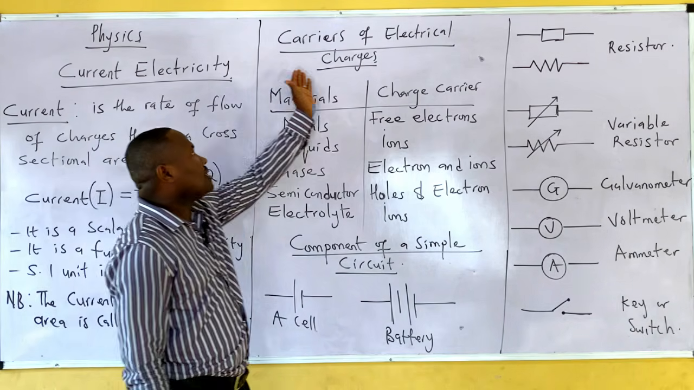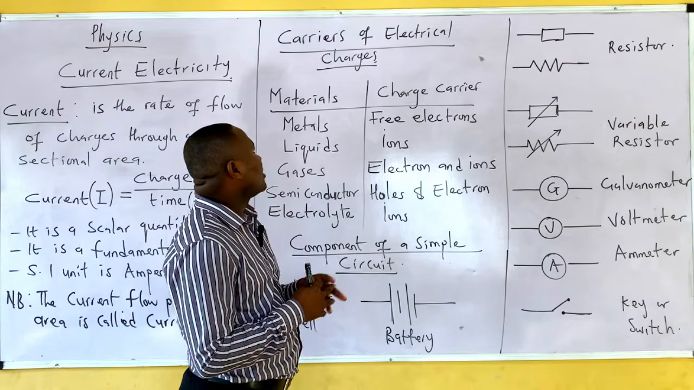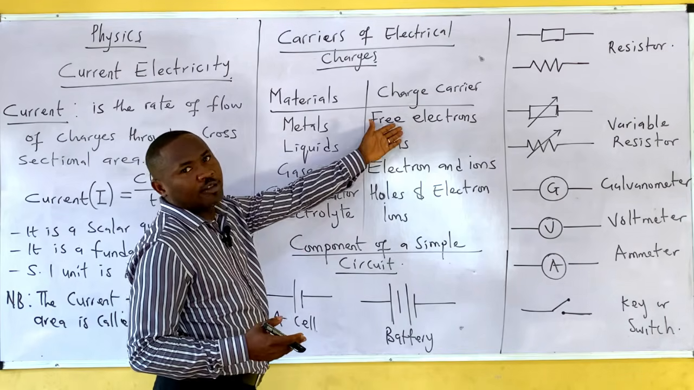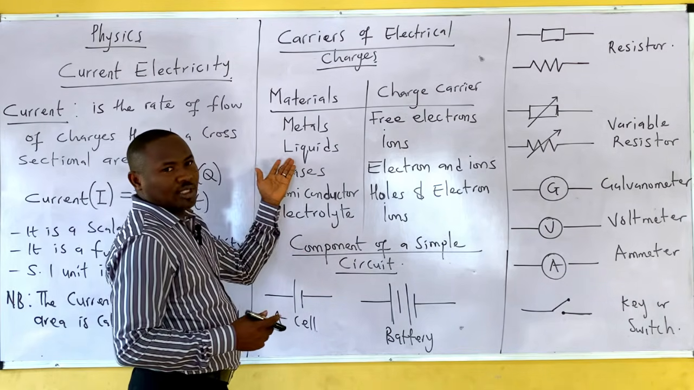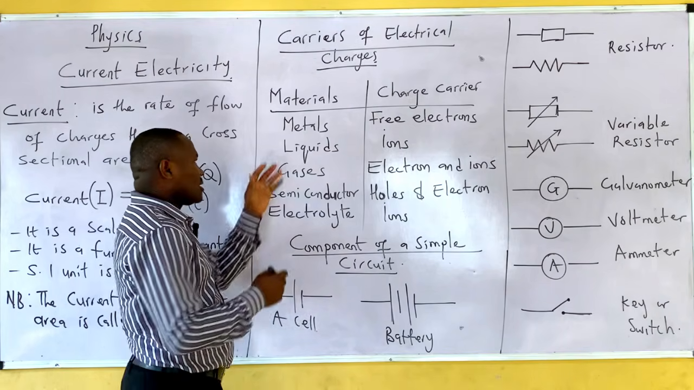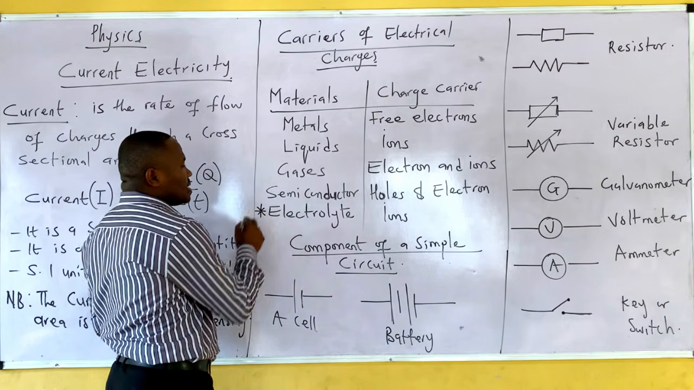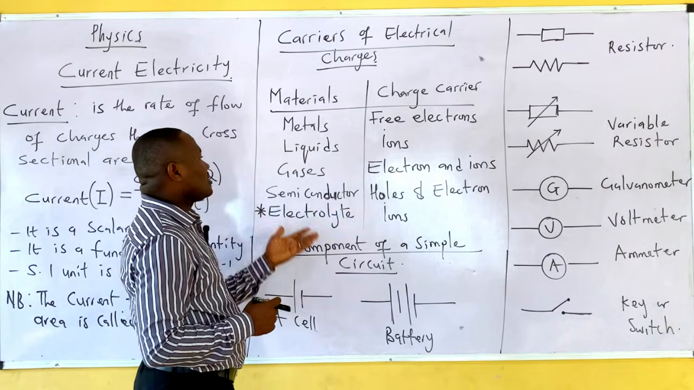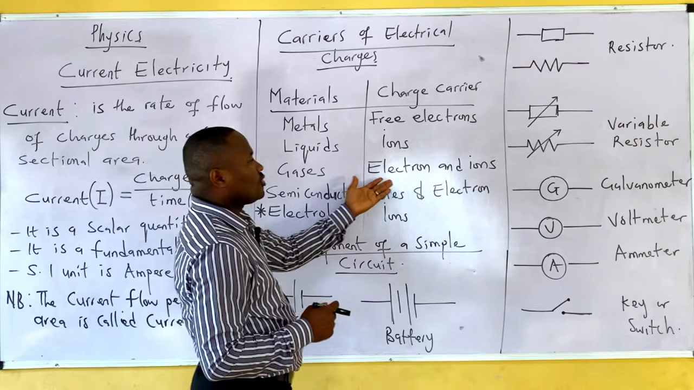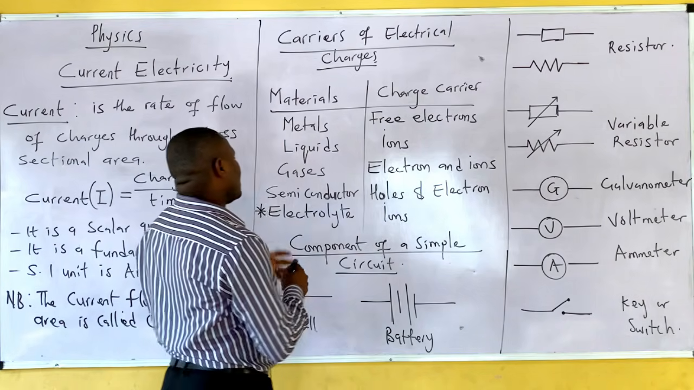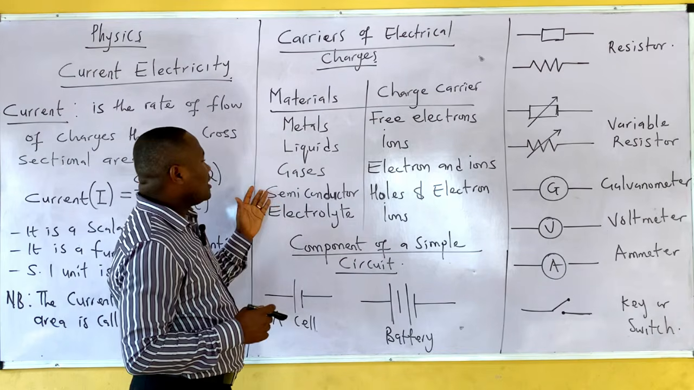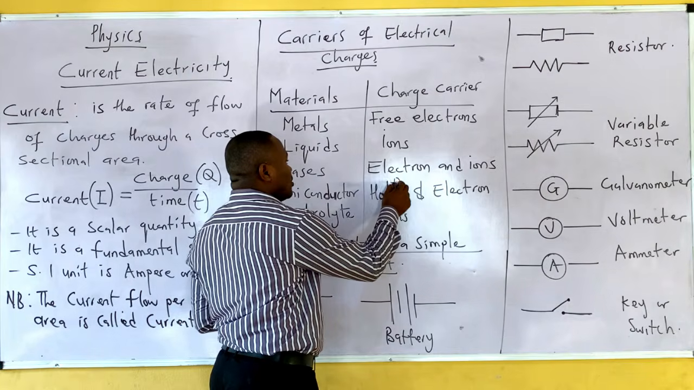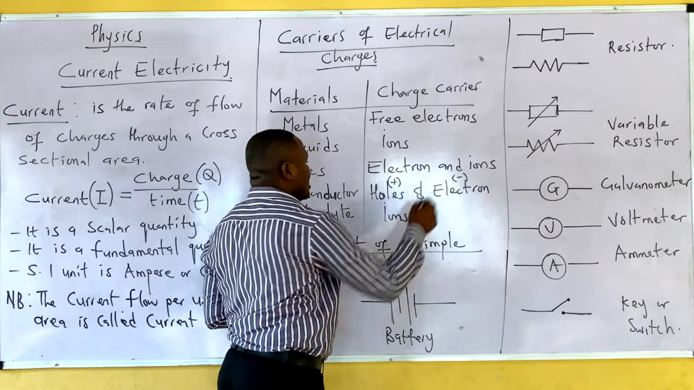Now we have carriers of electrical charges. What are the charge carriers in conductors? Conductors have free electrons. What about in liquids? The charge carriers in liquids, just like electrolytes, which are liquids that conduct electricity, are ions. What about in gases? The charge carriers are electrons and ions. Then what about in semiconductors, metalloids? The charge carriers are holes and electrons, where the hole is the positive, while the electron is the negative.